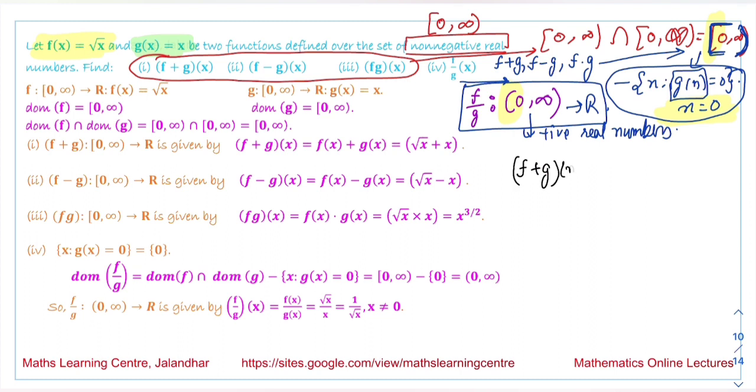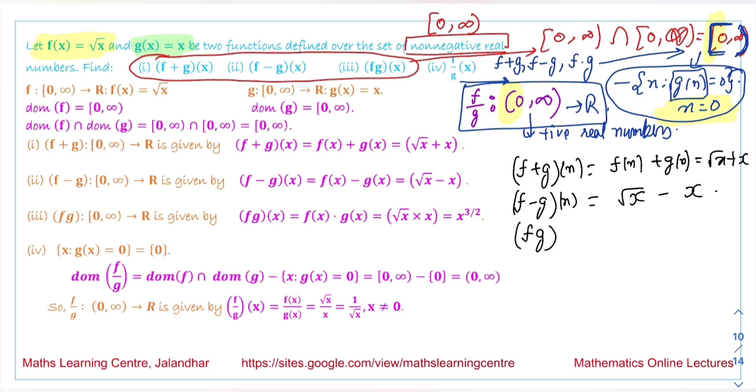Now when we are talking about the function f plus g of x, the answer is f(x) plus g(x), so it is equal to square root of x plus x. For f minus g of x, the answer is square root of x minus x. For f into g of x, the answer is square root of x into x, that is equal to x raised to the power 3 by 2.